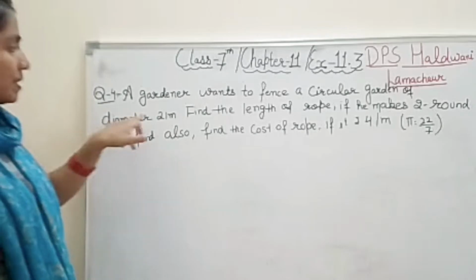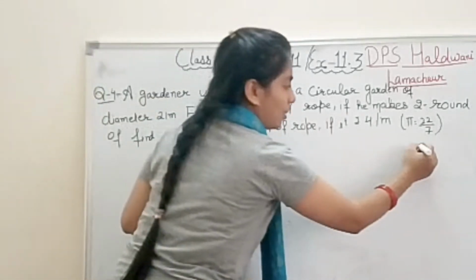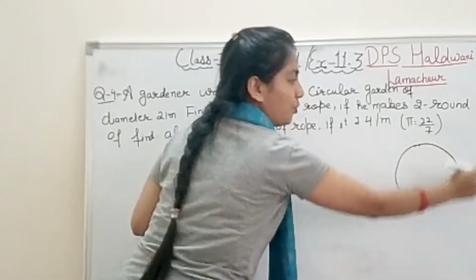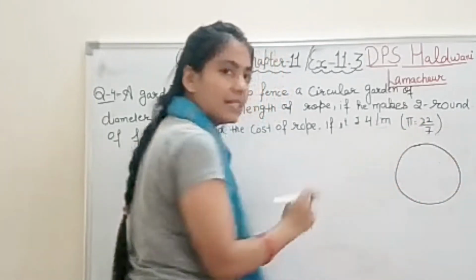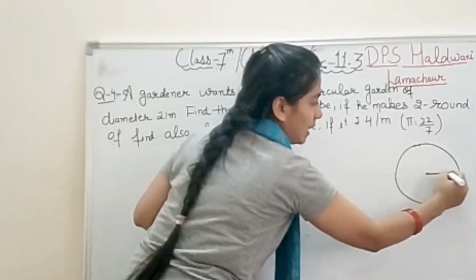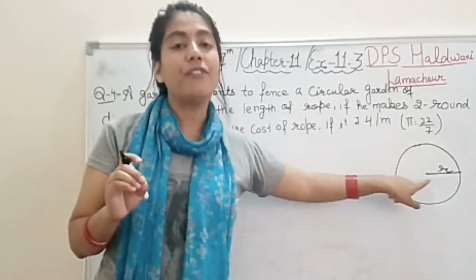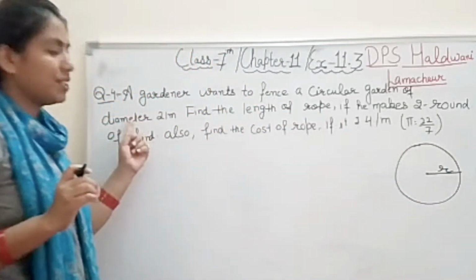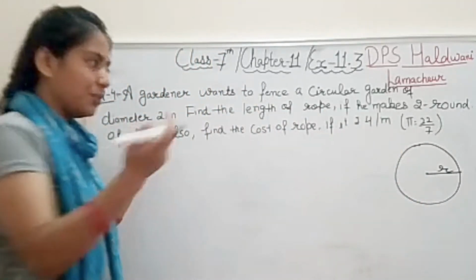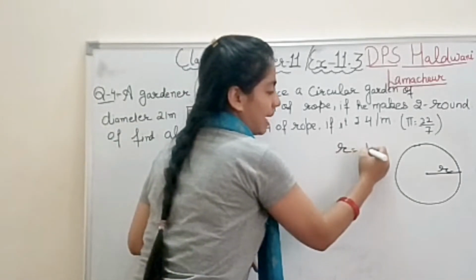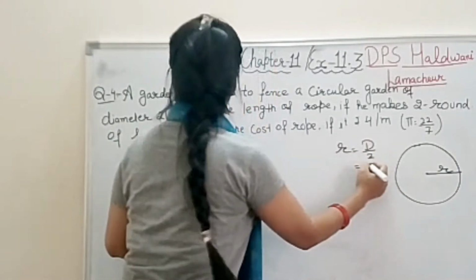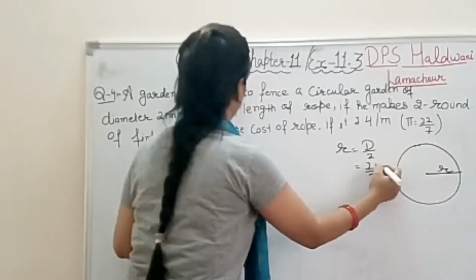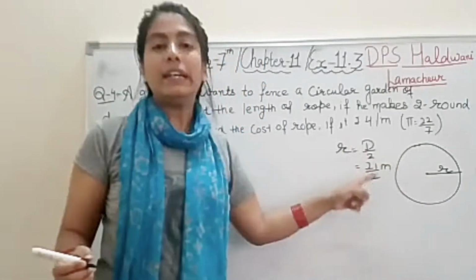Next line is whose diameter is given to you. This circular garden is there and you want to fence it, so you will take out the circumference. But for a circle you need the value of the radius, and in place of the radius you have the diameter. So what? You will take out the radius, that is d by 2. So d is 21, so 21 upon 2 meter. So this is the radius.